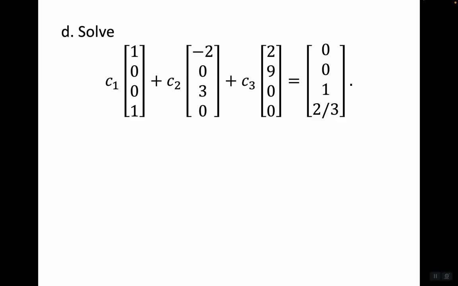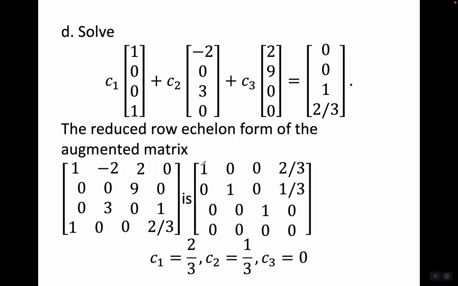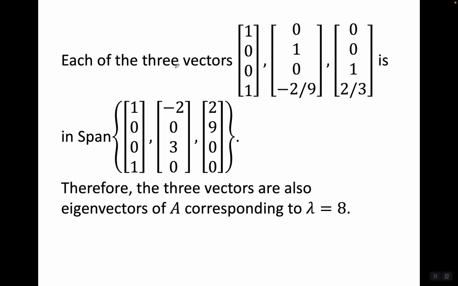Lastly, let's solve this one. Is this vector a linear combination of these three? Let's try to solve this. The reduced row echelon form of this augmented matrix looks like this. In other words, C1 equals 2/3, C2 equals 1/3, and C3 equals 0. Great. So this one really is a linear combination of these three. So each of these three vectors is in the span of these. Therefore, the three vectors here are also eigenvectors of A corresponding to lambda equals 8.